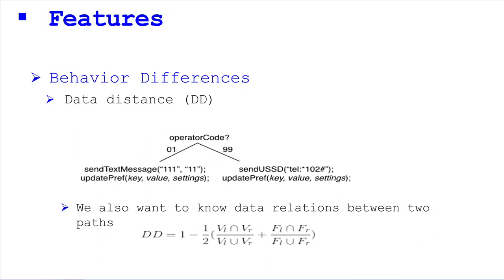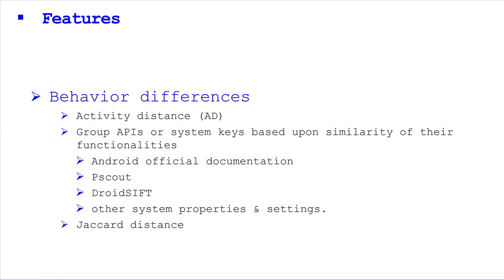The second category of features is based on the behavior difference between the two paths, and we have two distances in this category. The first is the data distance, defined in this formula. The intuition is that the more shared variables and shared fields of reference classes between two paths, the shorter the data distance between them. The second distance is the activity distance. We group APIs or system keys based on functionalities, and then we calculate the Jaccard distance between the two paths.